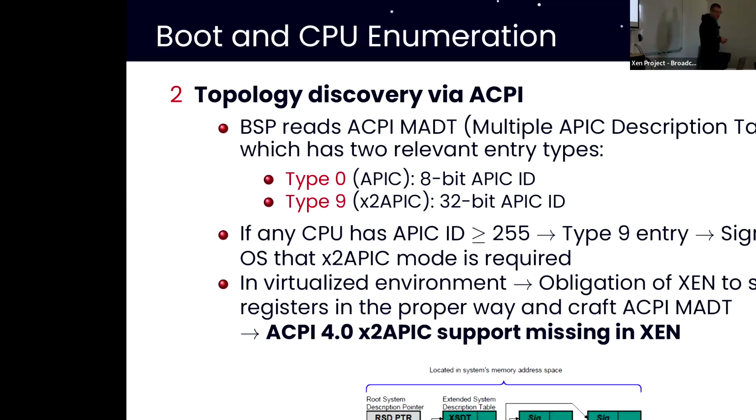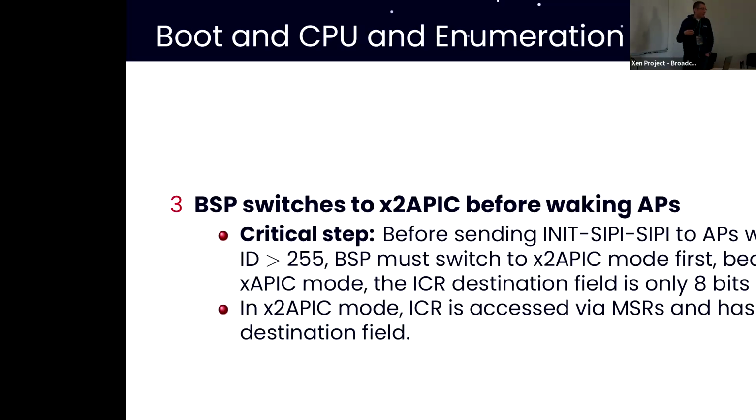So basically, Xen cannot inform the guest that there are APICs in the system with IDs higher than 255. So we are again limited by this 8-bit ID. But let's assume we have the type 9 entries. Then what happens next is that the BSP sees that it has very large IDs or APICs in the system, so it will switch to x2APIC mode.